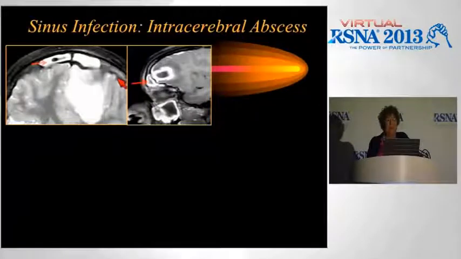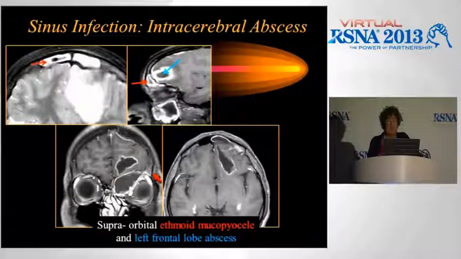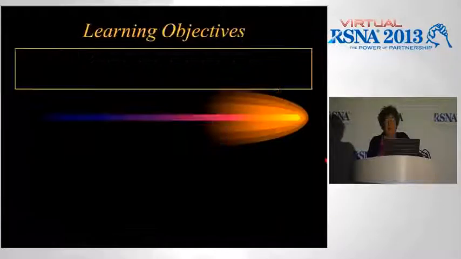And then finally this one, clearly sinusitis with an intracerebral abscess. You have this ethmoid mucopyocele and a left frontal lobe abscess.